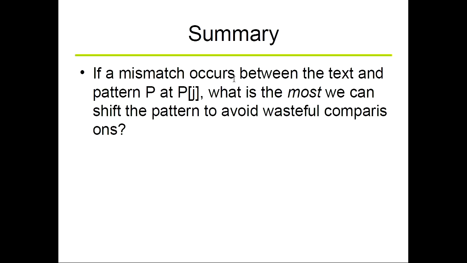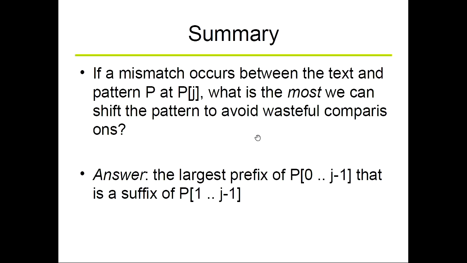So if a mismatch happens between the text and P at the position J, the question is, what's the most we can shift the pattern to avoid wasteful comparisons, so that we don't need to waste those comparisons again? And the answer is the largest prefix before the mismatch that is also a suffix before the mismatch. So the common prefix and suffix before the mismatch, the largest of them, that's the best you can do. So let me give you an example.